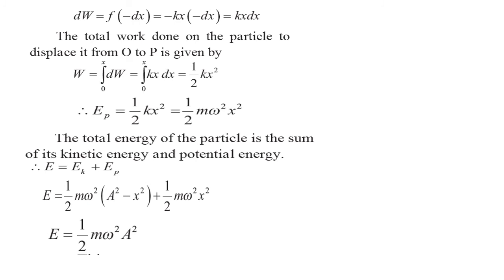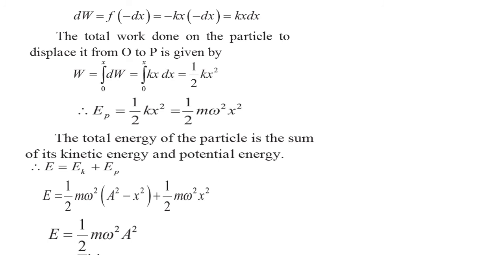And at extreme position, when it has only potential energy, the total energy of the particle will be 1/2 m omega square a square. And when the particle is at mean position, it has only kinetic energy and no potential energy. At mean position, displacement is 0, so then also you get the same expression for energy, which is 1/2 m omega square a square.